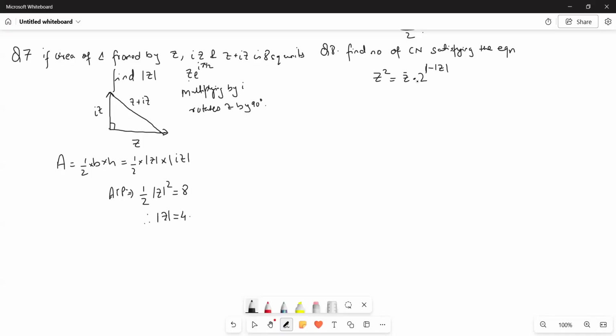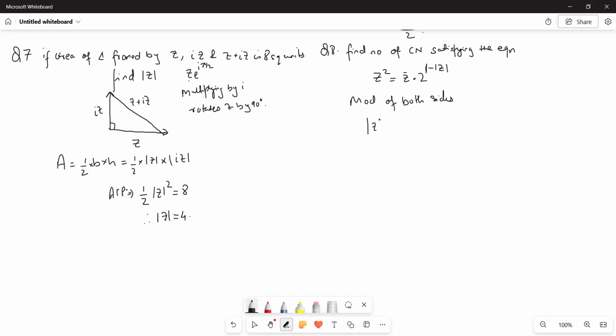तो लॉग लेके कुछ करना होगा क्या? नहीं, लॉग वॉग नहीं चाहिए यार. Find the number of complex numbers satisfying the equation z square is equal to z bar. तो इसको सॉल्व करने का मेथड would be take mod of both the sides. लॉग नहीं लेना है, मॉड लेना है, मॉड ऑफ बोथ द साइड.